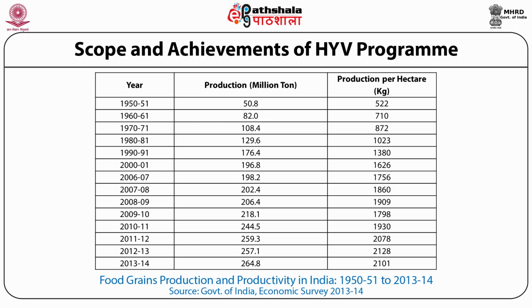But in 2013-2014, we have seen a 4-time increase to 2,101 kilograms per hectare. And again, a similar trend has been witnessed: after this green revolution, there has been a substantial and constant change throughout the time period under this study, which indicates that the productivity has been favorably affected by the green revolution.